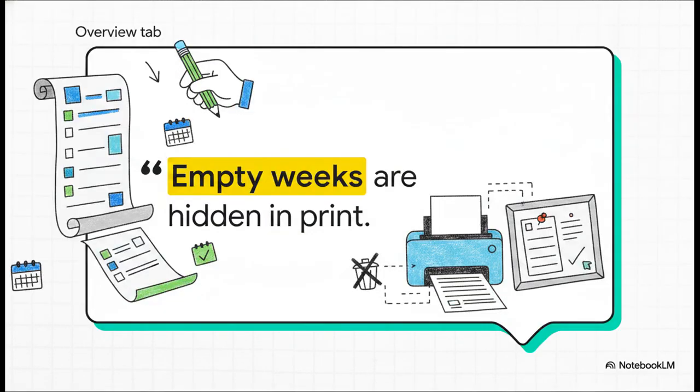When you really want that epic bird's eye view of everything, the Overview tab generates a continuous, printable roadmap of your entire master plan. And here is the really smart part. It automatically hides empty weeks where you have nothing scheduled. So you get this perfectly condensed, distraction-free timeline that you can print out and pin right above your desk without wasting a bunch of paper on empty gaps.